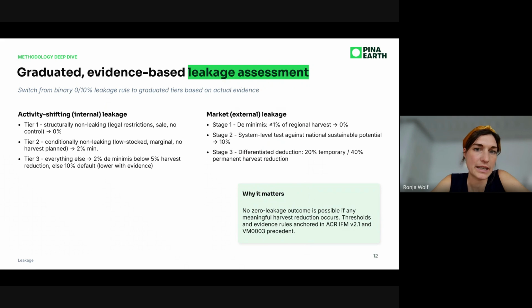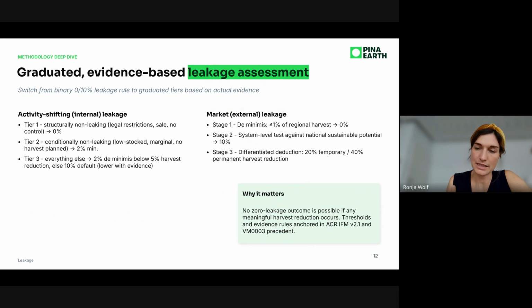Essentially, we're dividing into activity shifting and market leakage, and the final leakage factor is the sum of both, and they're assessed individually. So activity shifting leakage refers to potential displacement of harvesting to lands that are outside the project area, but still within the proponent's control. The first test here is: is the project area covering the entire forest operation? If that is the case, then leakage is 0 because there is no room for displacement to happen.